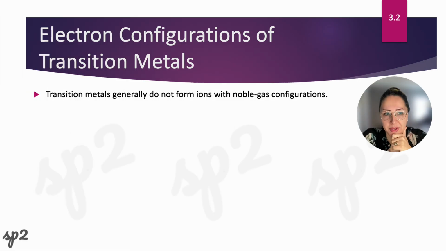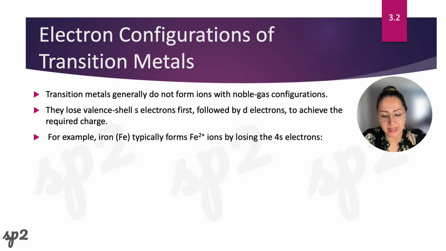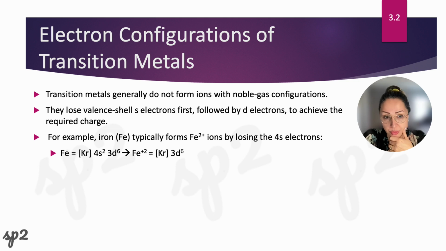Okay, so in summary, for our transition metals, generally they do not form the ions with the noble gas configurations, right? If you need to make cations for these transition metals, which is pretty common, we need to take the electron from the S subshell first. And if you're done with that and you need to take more electrons, then you can go ahead with your D electrons, right?